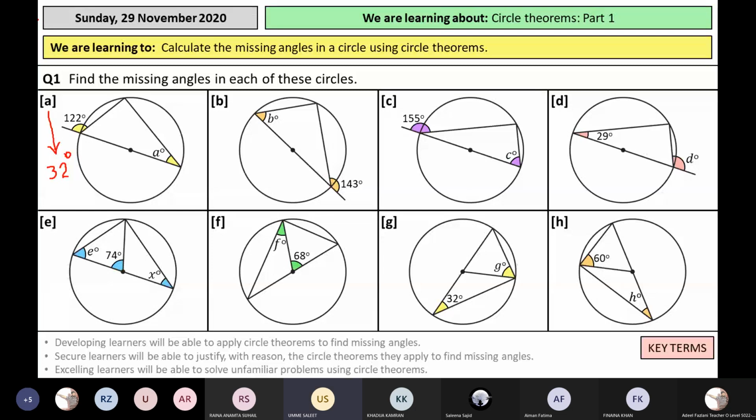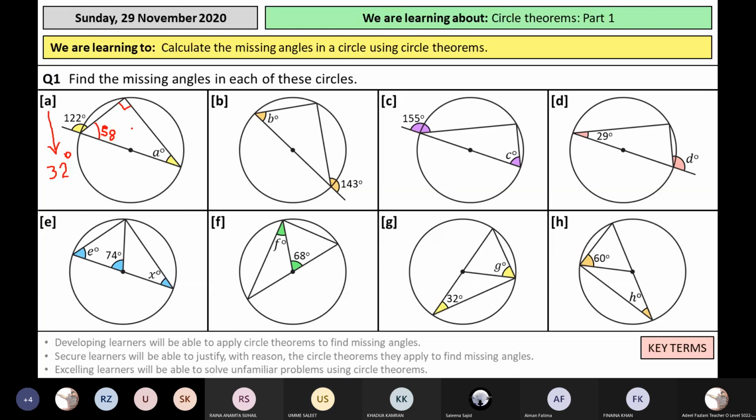Sir, I am getting 58. Salit, you tell me what have you done? Sir, I don't know, 180 minus 122. Okay, 180 minus 122, what is the answer? 58. Okay, then what is the next step? Is this the value of A? You think that you have found 58, this is your answer?